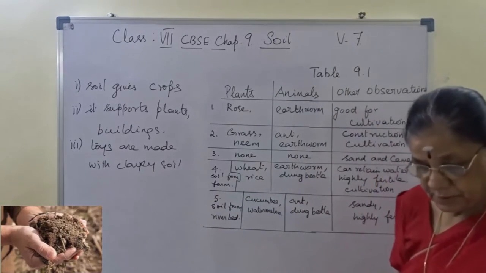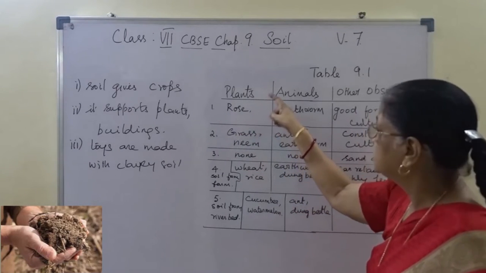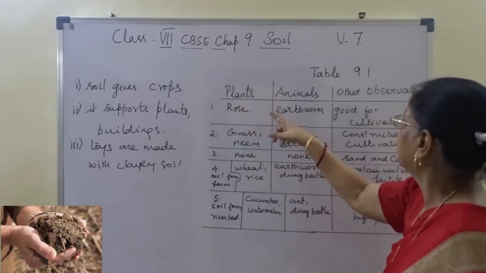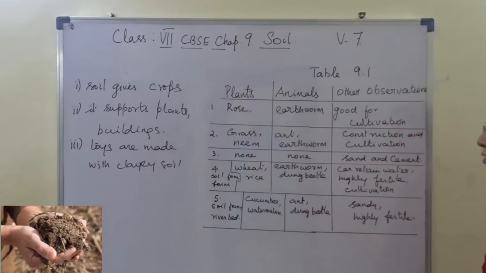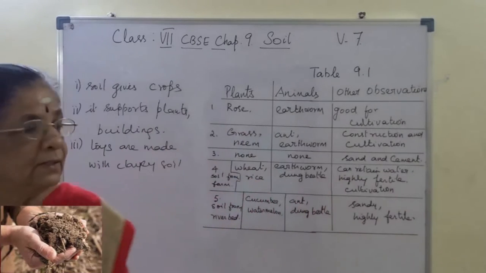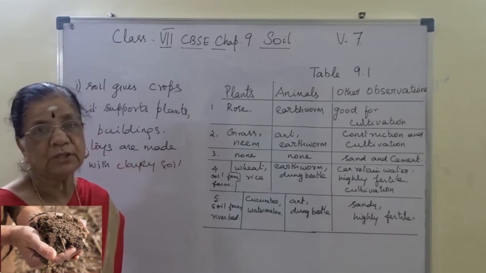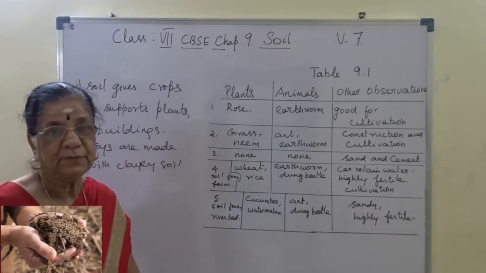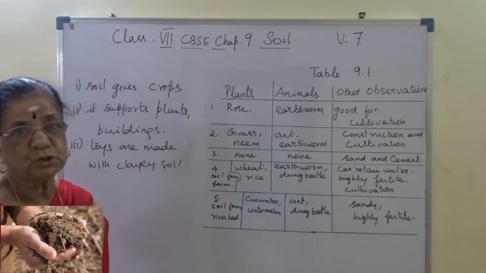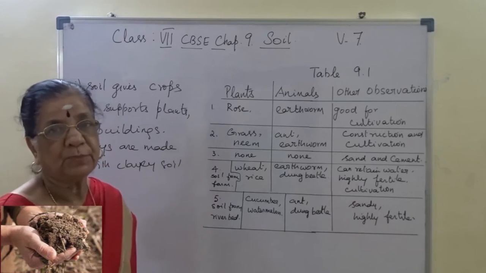Table 9.1: serial number, soil source, then plants, animals, other observations. Note it down. I will tell you first now, and then you pause the video and copy into the book later. Because if I give time now, it is not possible, we cannot complete the portion. So I will tell you, and then you pause the video and copy.